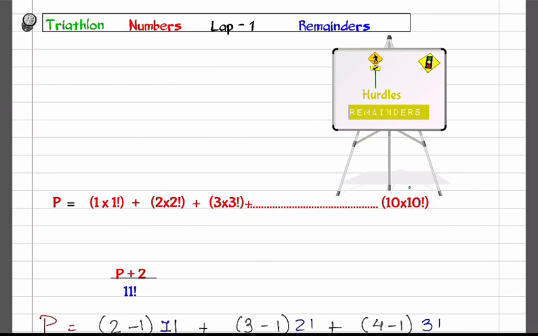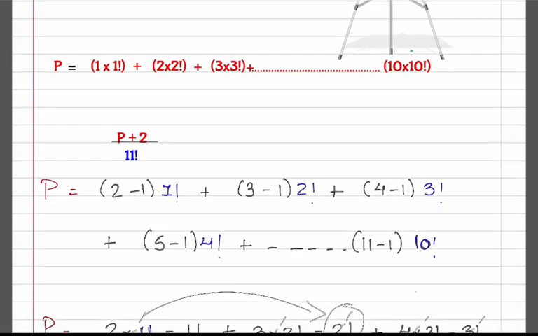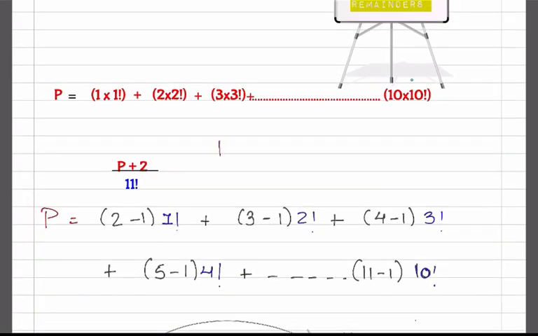Now, last few problems before we start with the next lab. So this is 1 into 1 factorial, 2 into 2 factorial, 3 into 3 factorial, going up to 10 into 10 factorial. This is my P. What is he asking me? P plus 2 divided by 11 factorial. What is the remainder for this?